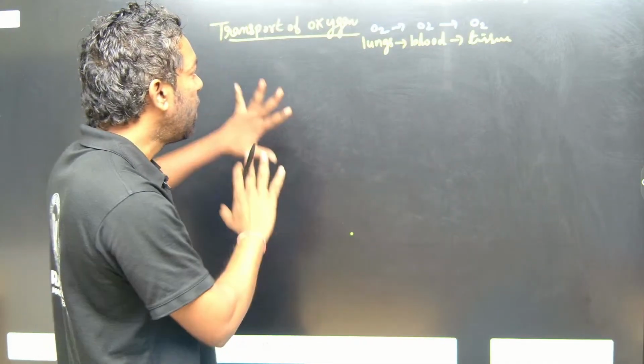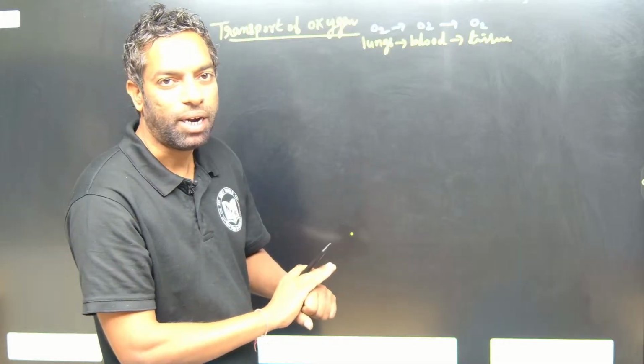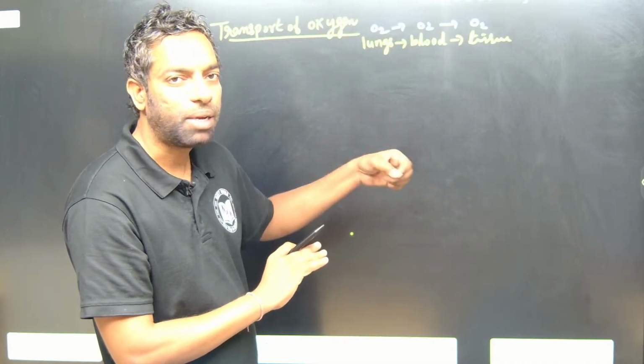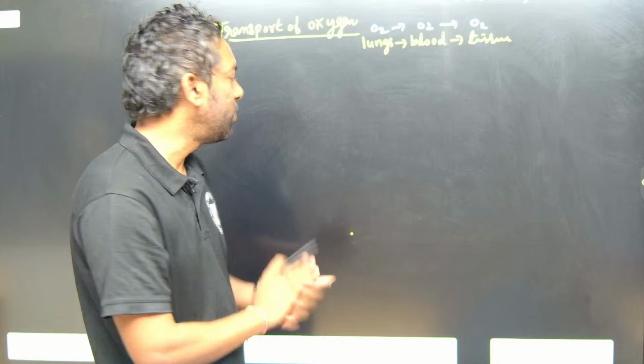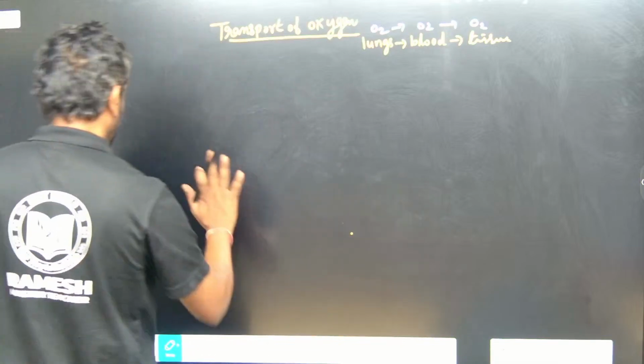As you know, the blood carries it. In the blood, what is the pigment that carries the oxygen? We are going to discuss that with the curve.